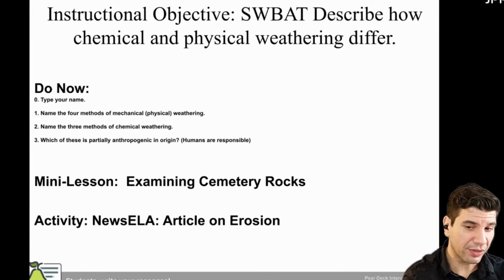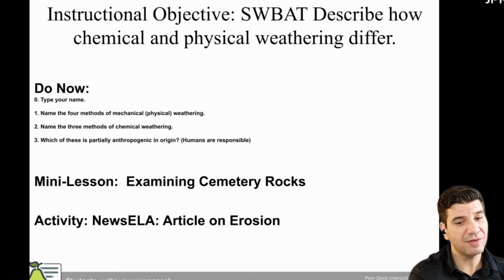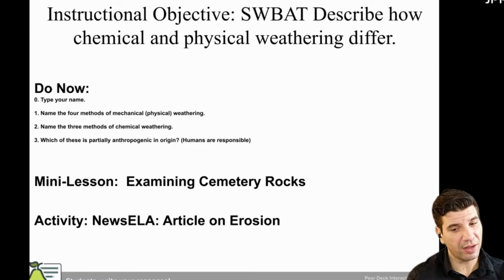Today's mini lesson, we're going to examine some cemetery rocks, and then you have an assignment on Newsela, an article on erosion, and then you have a separate question you need to answer in the Google Classroom.